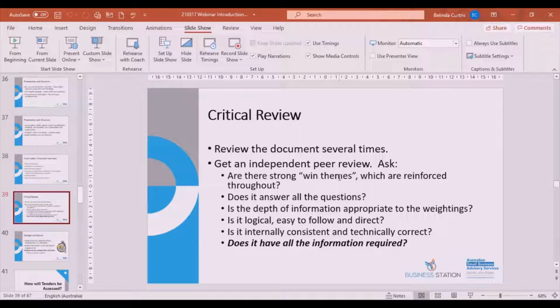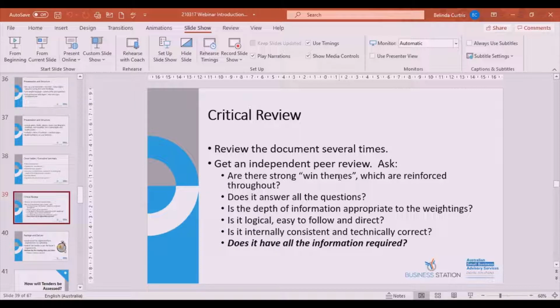So, in terms of the selection criteria, you might get, say, 5 questions. One question's worth 10%, another's worth 20, or whatever. So just look at those weightings. Is it logical, easy to follow and direct? So, you know, is it easy for me to read? And is it internally consistent and technically correct? So, you know, you're not saying one thing on one page and perhaps contradicting yourself on another page.